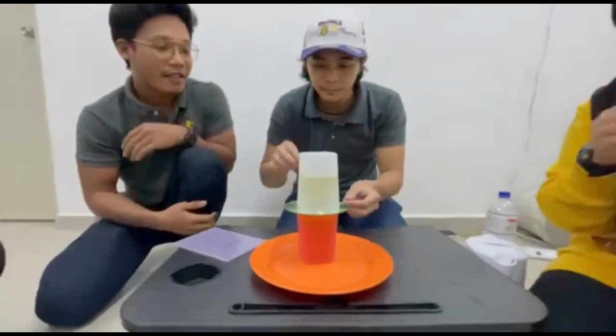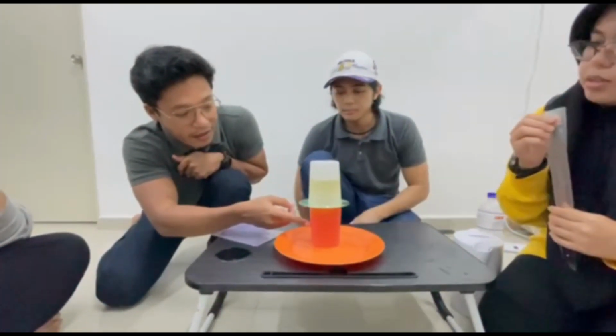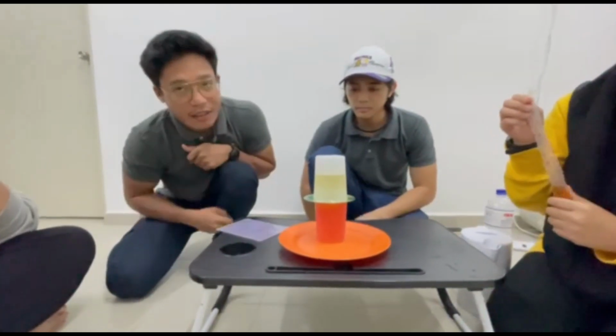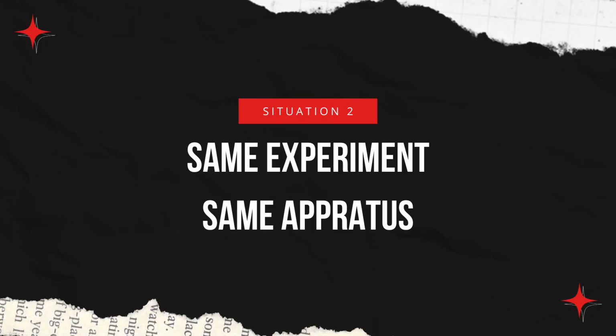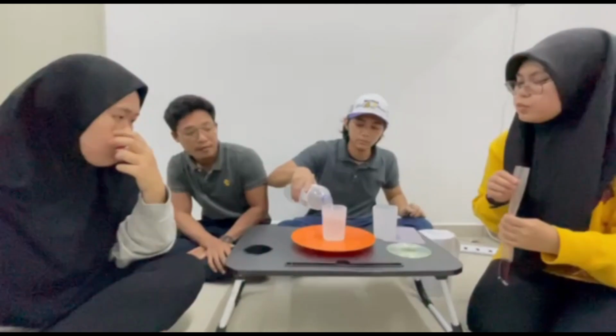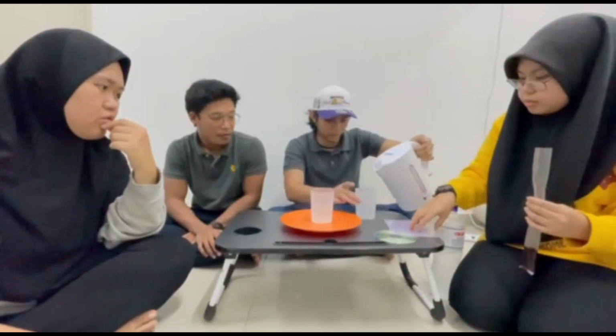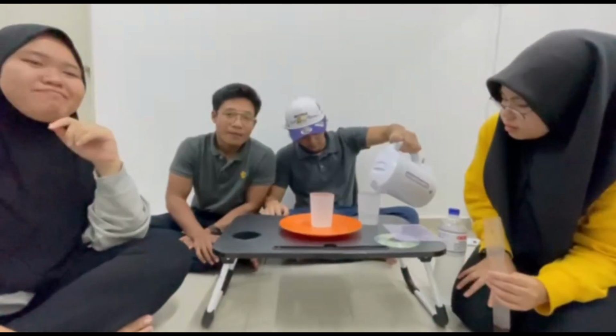Okay, so here we can see the hot water with the coloring not mixed with the cold water. Okay, so we need to put the full cup of hot water and the cold water. Next, we put the hot water 3/4 and put the coloring in the hot water.